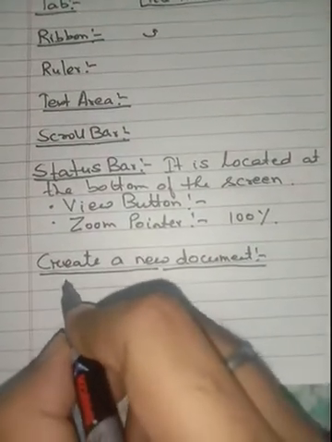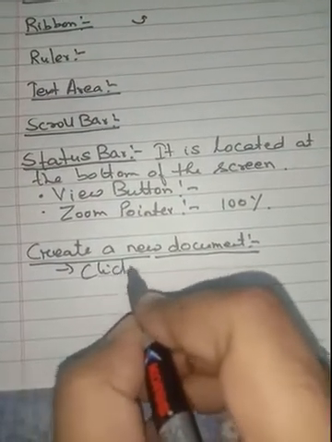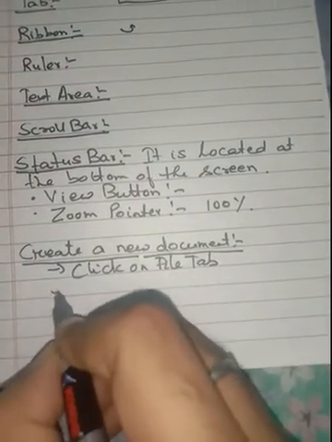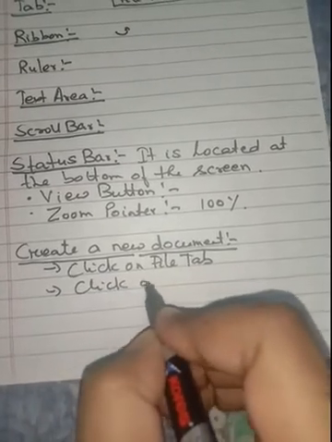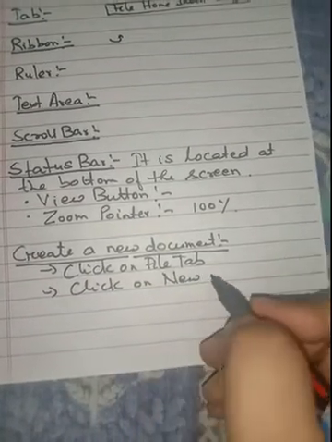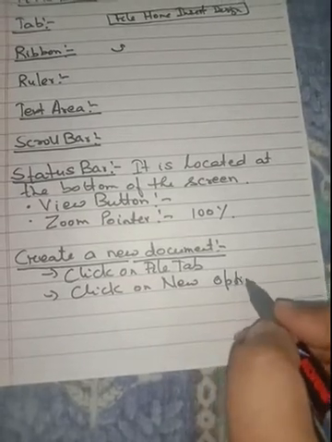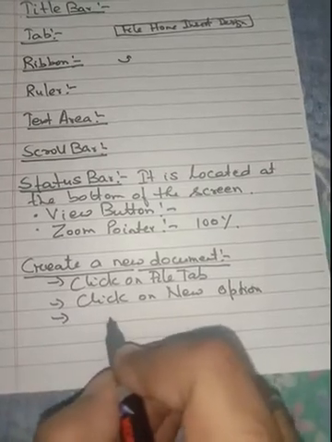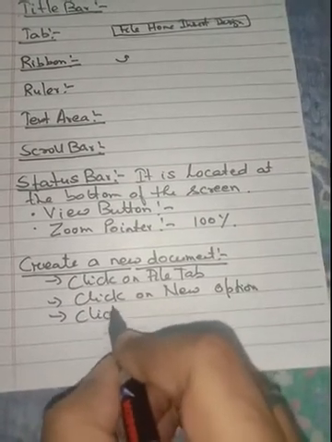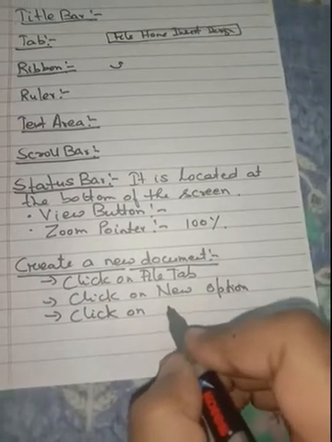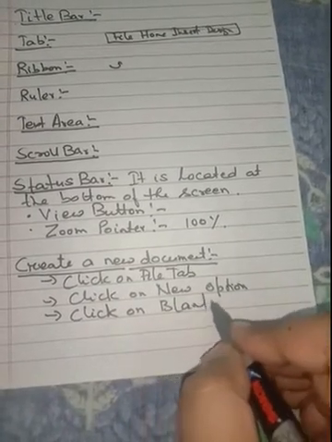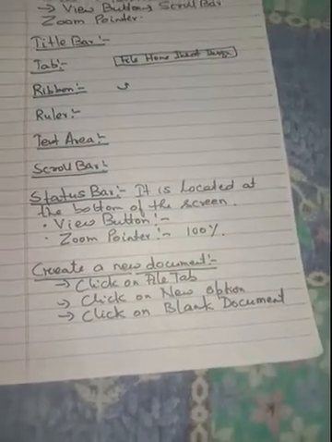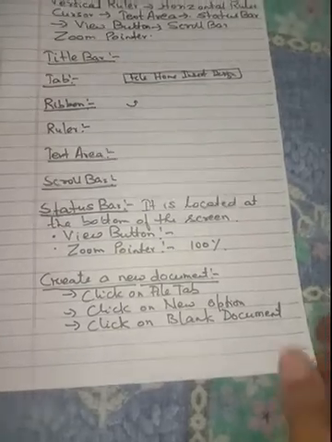So first of all, click on the file tab, then click on the new option, and in the new option we will have the option to click on blank document. Click on blank document. In this way a new document will appear before us.